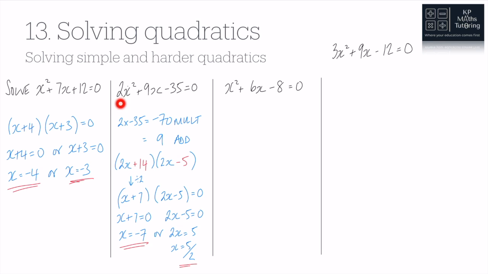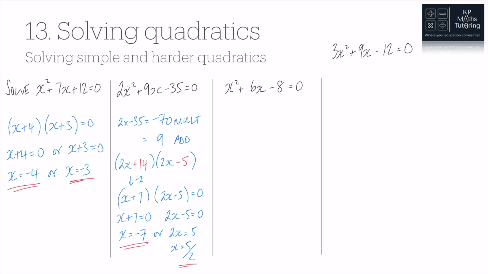Remember, if the coefficient in front of x squared is greater than 1, you do your 2 times your minus 35 to get minus 70. You're now looking at two numbers that multiply to minus 70 and add to 9. In this case, plus 14 and minus 5. Put your 2x in front. This is a shortcut and a cheat, remember? So 2x goes there, 2x goes there. One of these brackets will simplify, so that divides by 2.